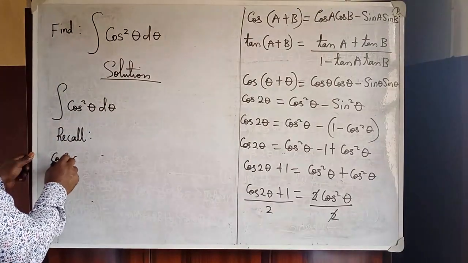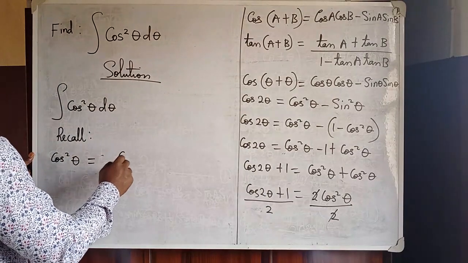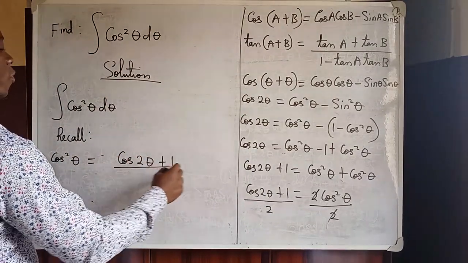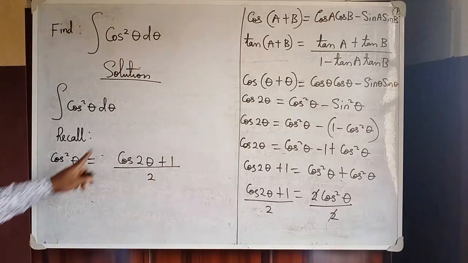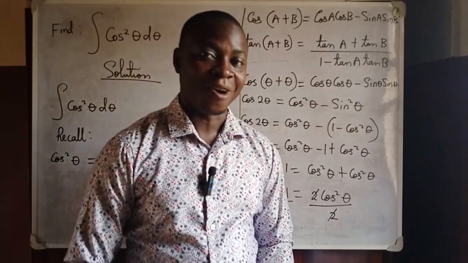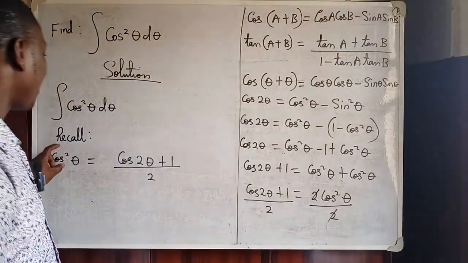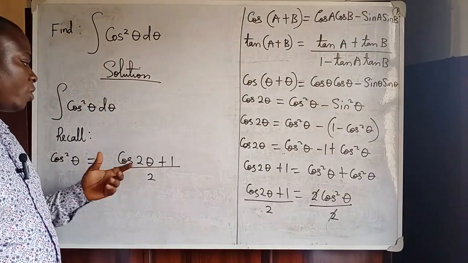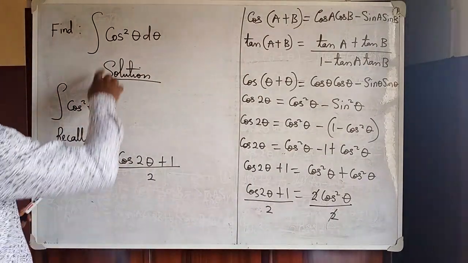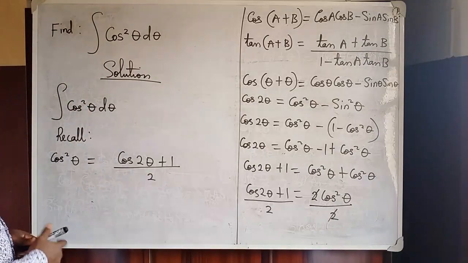Cos squared theta will be equal to cos 2 theta plus 1 over 2. Now, that is very correct. Now, we are very close to our answer. You see that cos squared theta is equal to cos 2 theta plus 1 over 2. So that means the whole of this place can be replaced with this.